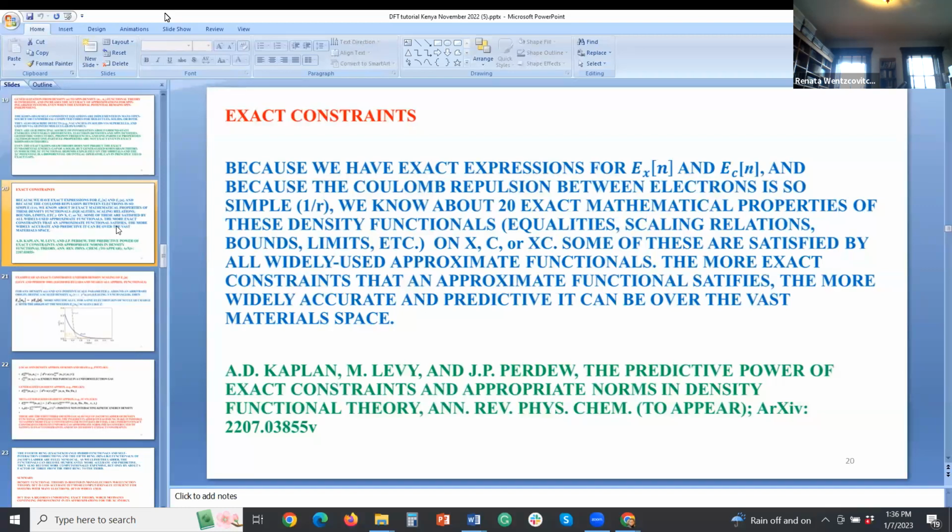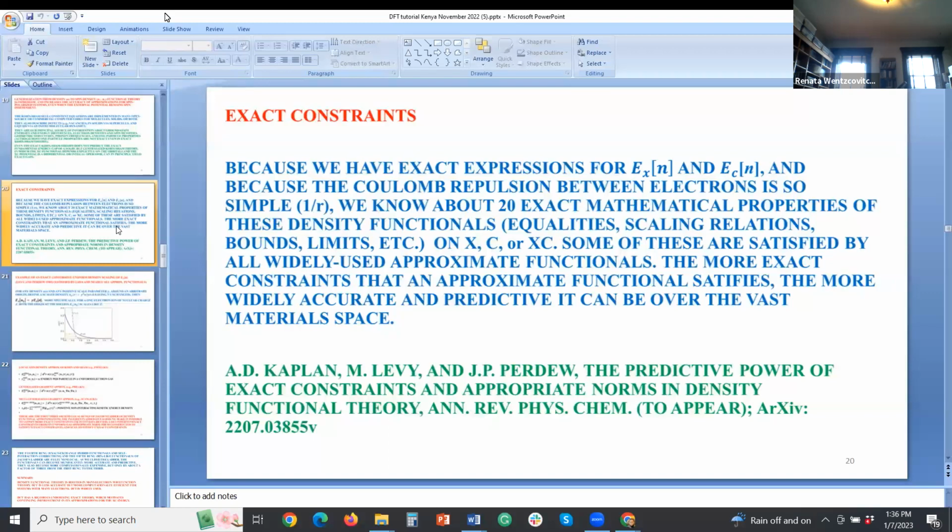Now, some of these mathematical conditions are satisfied by all widely used approximate functionals. And I claim that the more exact constraints that an approximate functional satisfies, the more widely accurate and predictive it can be over the vast material space. The space of possible molecules and materials is truly vast. I think it's an infinite space.